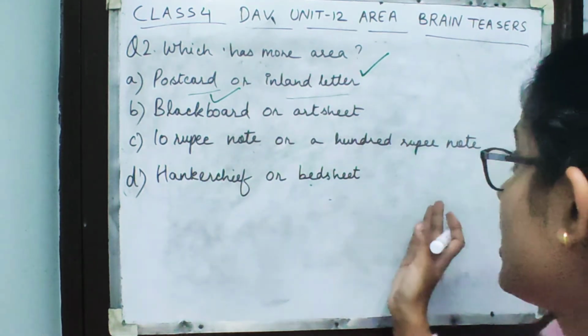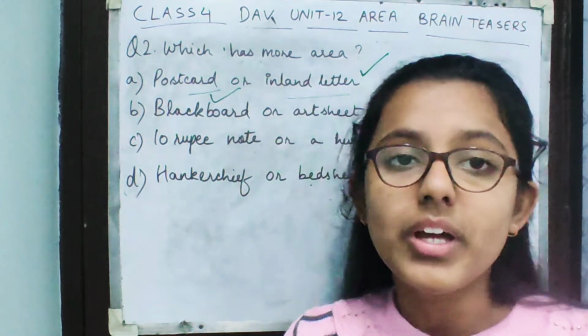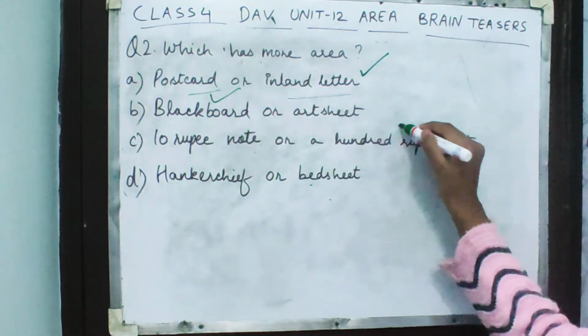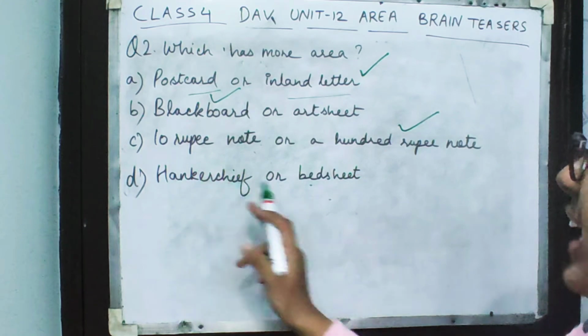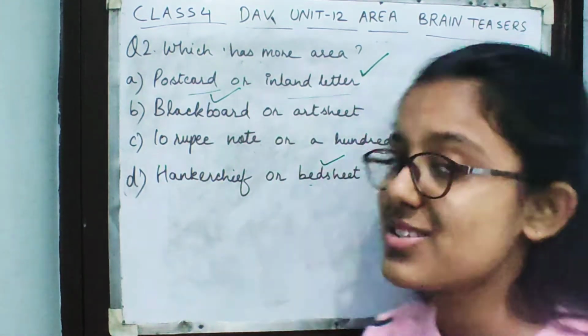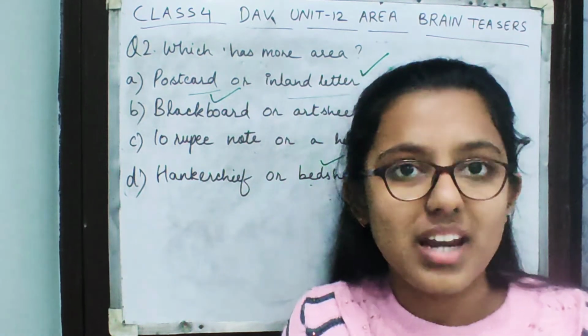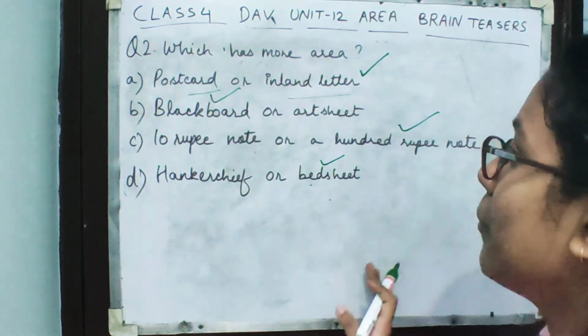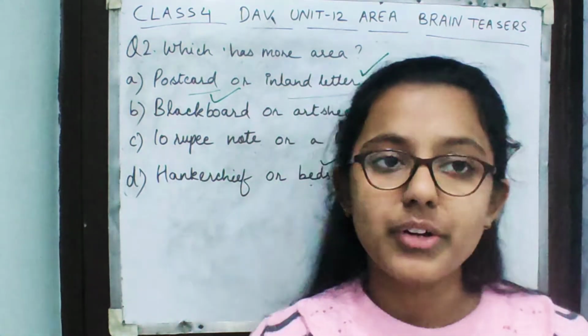You kids have also observed this at home. A 10 rupee note is smaller than a 100 rupee note, so our correct answer is the 100 rupee note. Handkerchief or a bed sheet? Obviously the bed sheet is bigger. We cover our beds and beds are large, so a bed sheet has more area than a handkerchief. So we have completed our second question.